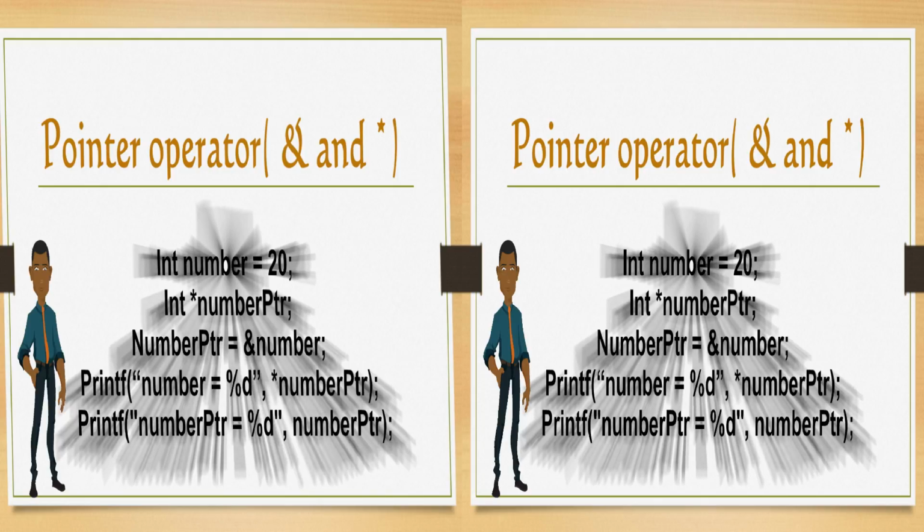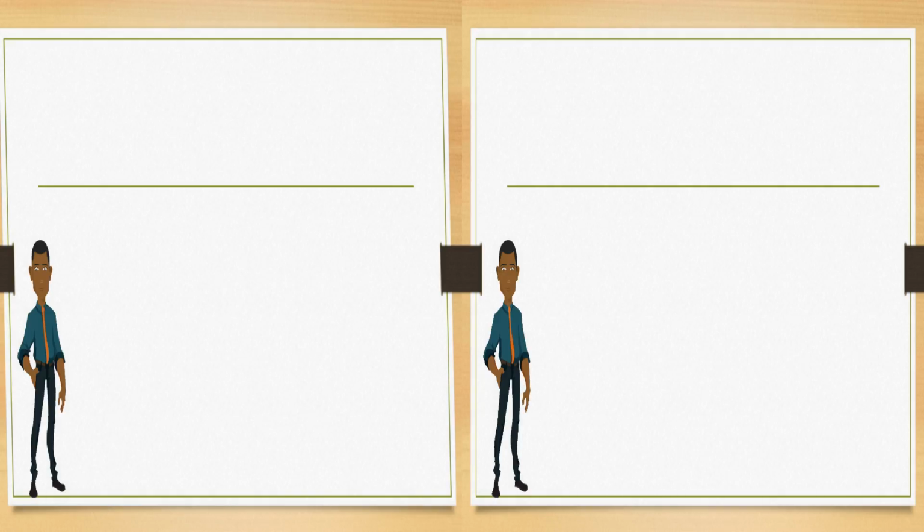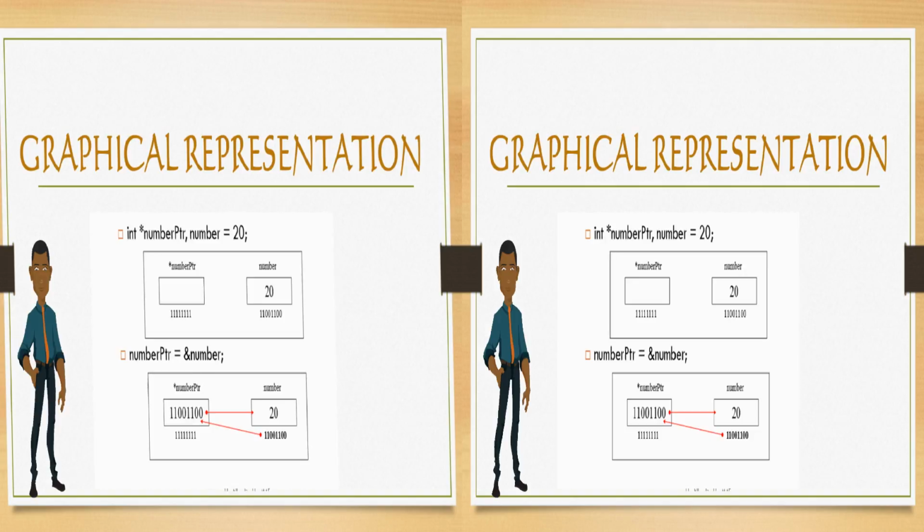After that we can see the graphical representation. Here we can see that there are two boxes. The first box is named *number_ptr, and the second box is number. Both boxes have an address. The *number_ptr box has address 11111111, and the second box, number, has address 11001100.